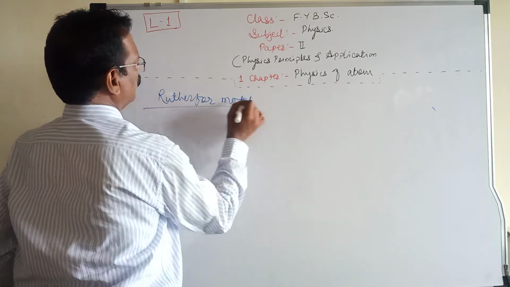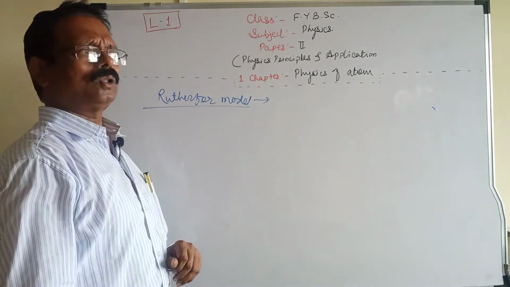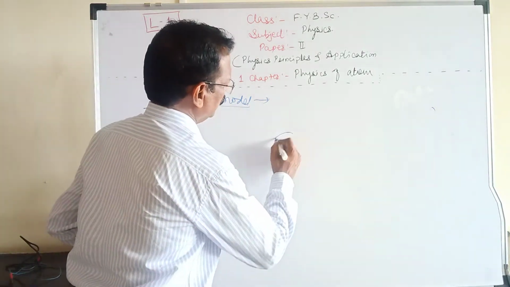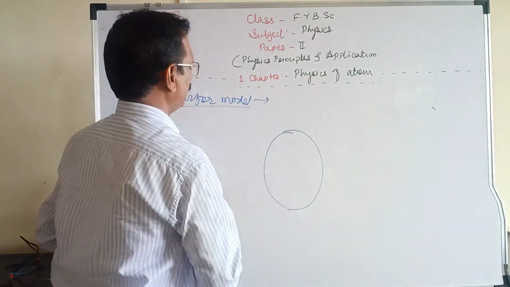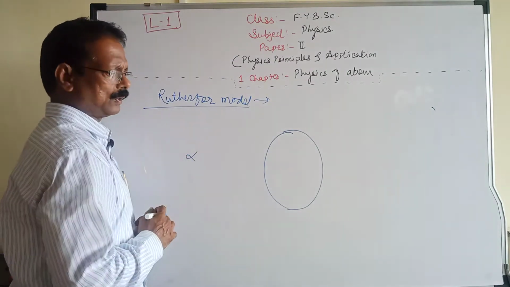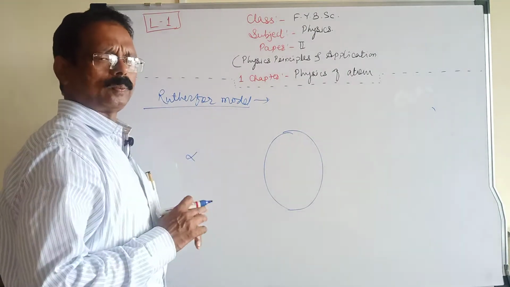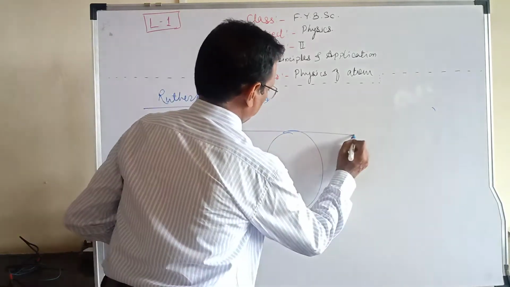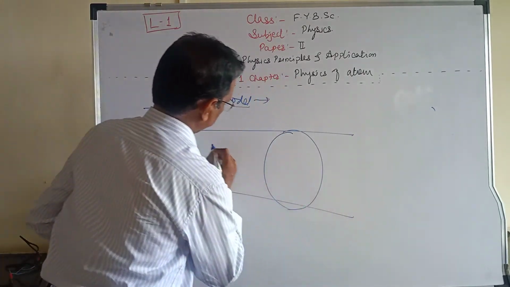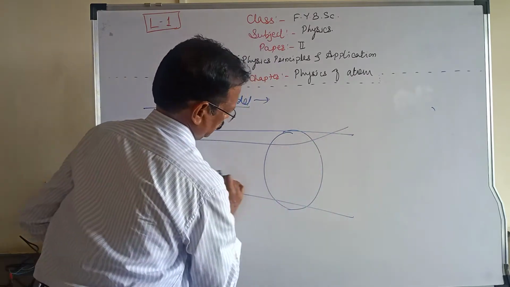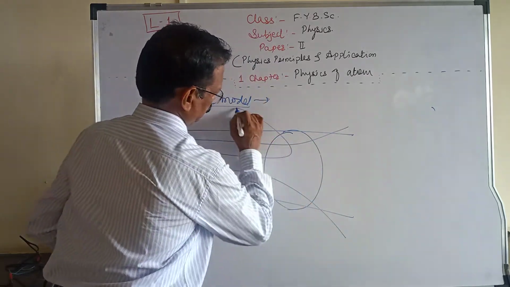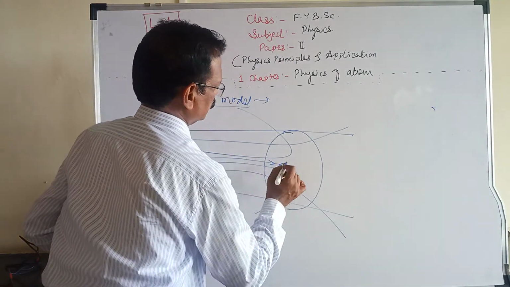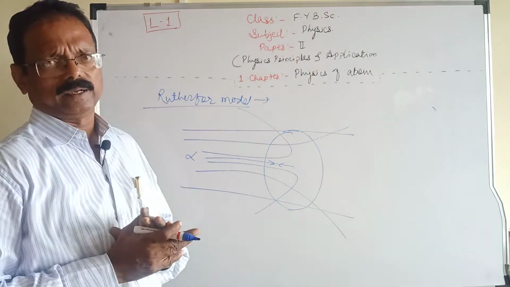Now the Rutherford model. We know that Rutherford bombarded alpha particles on the foil here. What are the observations? So this is the atom, and alpha particles are bombarded at it. First I draw the figure, and then we are going to explain all this. Here these are the rays. So this is the figure.